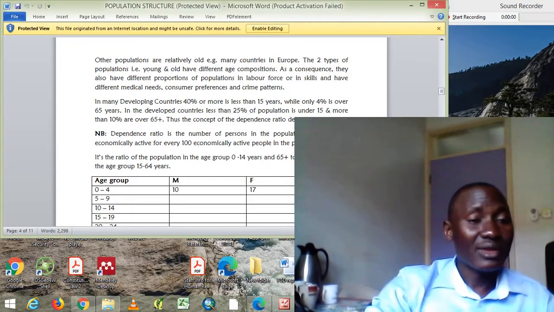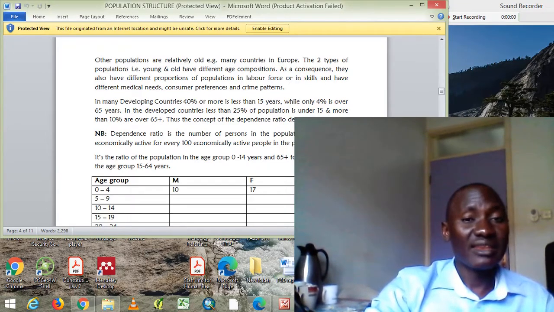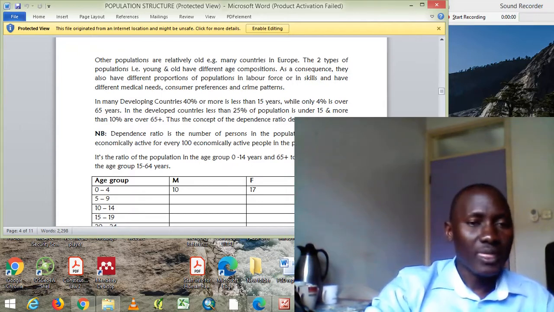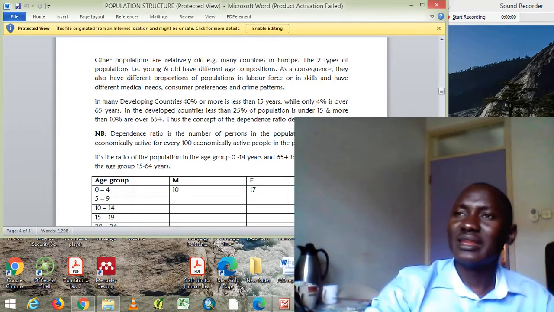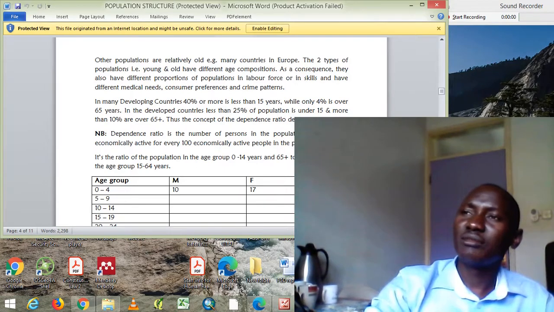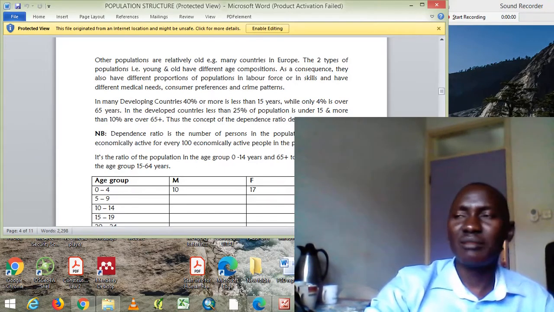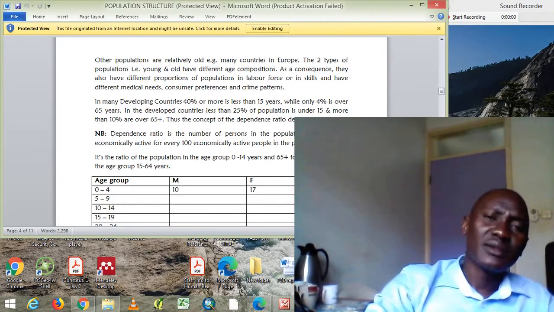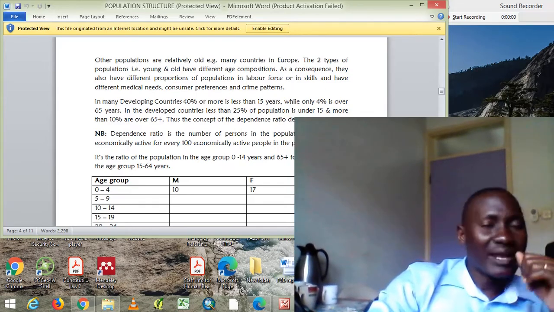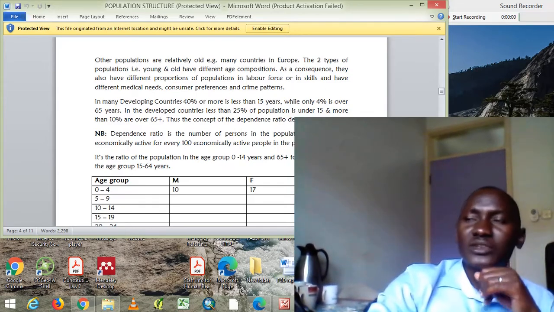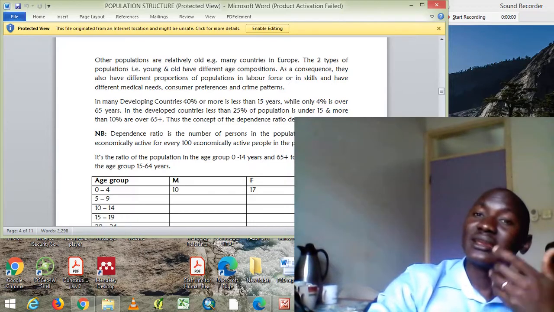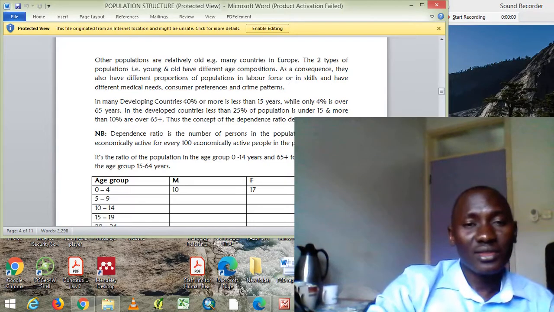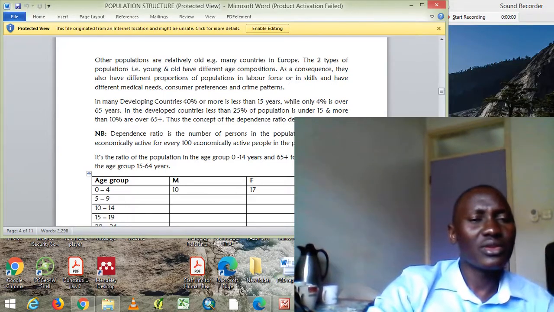You know, sometimes our parents also quite often become dependents, more so when they grow old. So there's a high dependence burden in places like Uganda, the developing world, sub-Saharan Africa, Latin America, parts of Asia, because of the younger population. Younger population, people who are not yet economically active. Some of you are 23, you are 25, but you are not economically active.